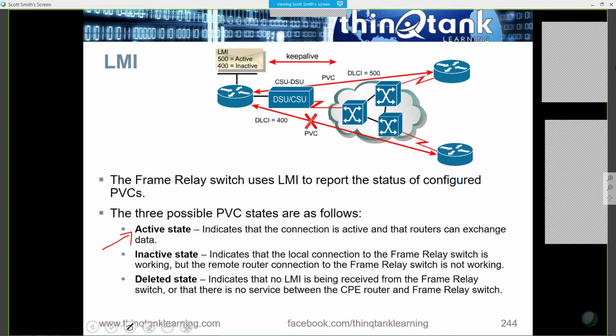Inactive indicates that the local connection to the frame relay is working, but there's a problem on the remote side. That's on the test. A PVC state of inactive means that the local side is working just fine, but there's a problem on the remote side. Deleted means nothing is happening on the local side. So I need to troubleshoot local frame relay.